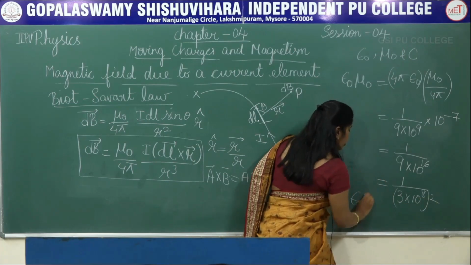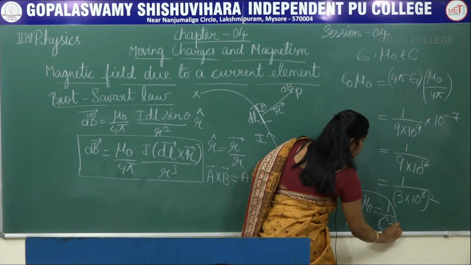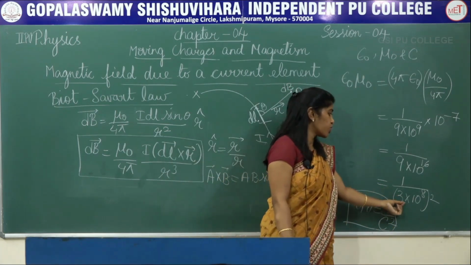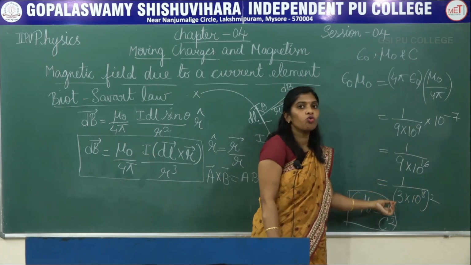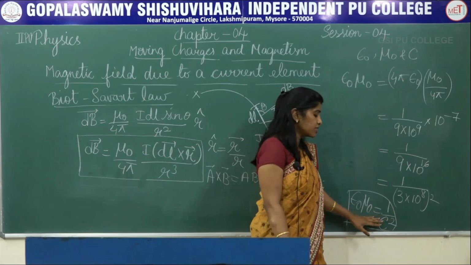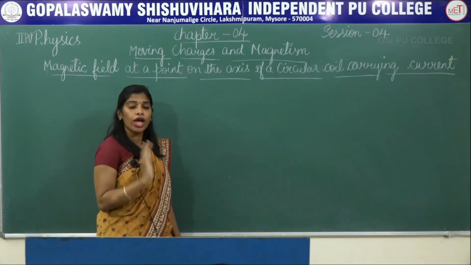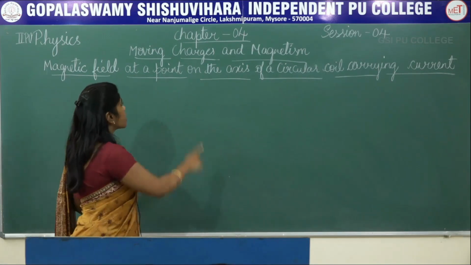So epsilon naught into mu naught gives you 1 by c square. Here c is the speed of light, whose value is approximately 3 into 10 power 8. So epsilon naught into mu naught is equal to 1 by c square. Remember this formula.